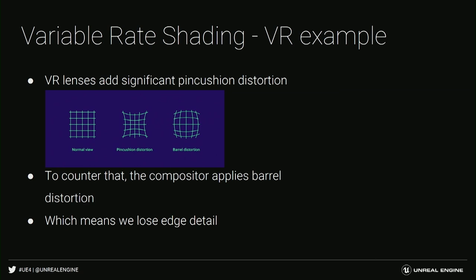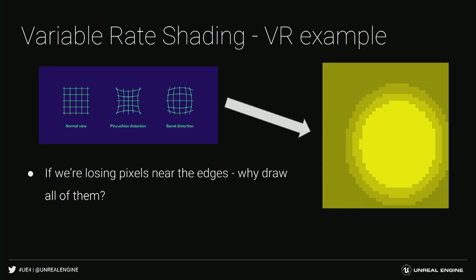Now, if we assume a 1-to-1 pixel mapping at the center of that barrel distortion image, we can see that as you get closer to the edge, pixels are getting squashed together. Effectively, the closer to the edge you get, the more pixel information is lost. So how does variable rate shading help?